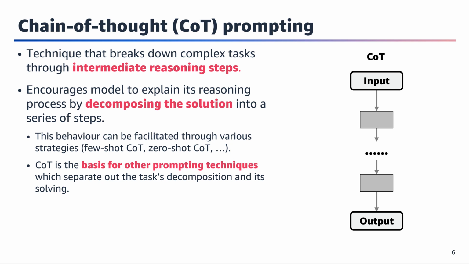Chain of thought serves as the basis for other prompting techniques which separate the task's decomposition and its solving. Chain of thought prompting has been shown to significantly improve language model performance on reasoning and arithmetic tasks. By guiding the model to break down problems into intermediate steps and explicitly walk through its thought process, chain of thought helps the model arrive at more accurate solutions. It also provides insights into the model's reasoning process. This technique enhances the model's capabilities in areas like logical reasoning, multi-step arithmetic problems, and other complex cognitive tasks requiring structured reasoning.